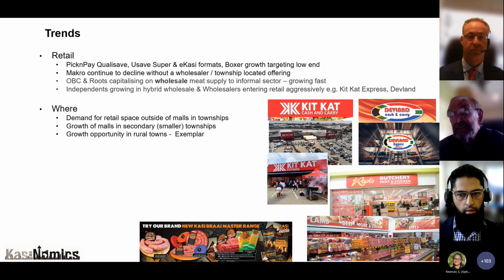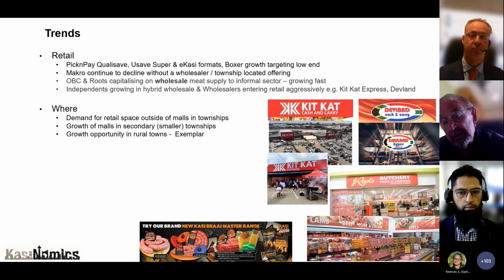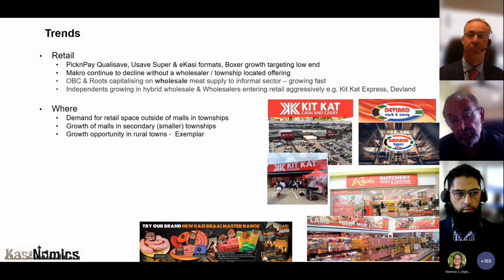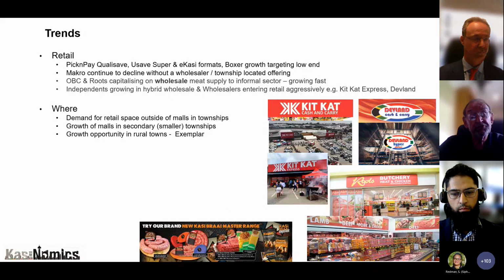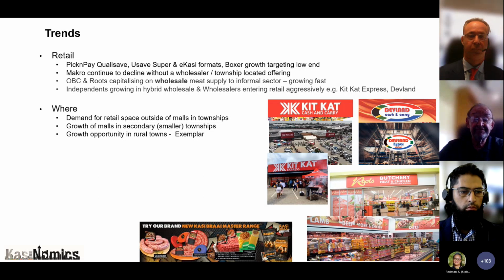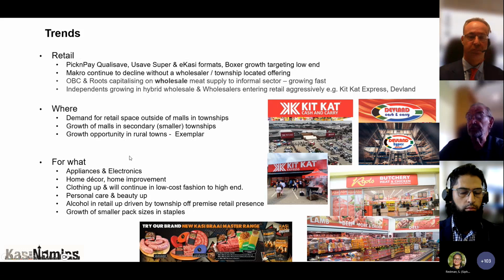Where does this happen? We're seeing a demand for retail space outside the malls in the townships. I pointed out earlier in that slide, where we were looking at the 3 malls in Soweto, the opportunities that exist and where people are looking for growth: in smaller malls, but in proximity to the larger malls, and also growth in the rural towns. Exemplar is probably a very good example of how they've focused their business on the rural towns.